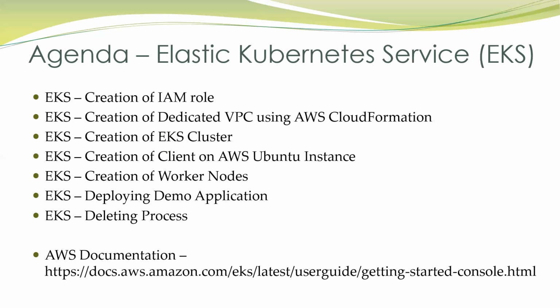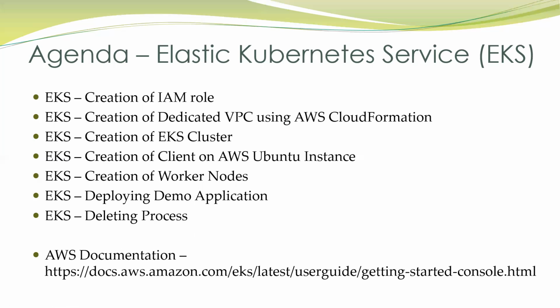And at last, after creating the master nodes, we will create the worker nodes. When we create the worker nodes, our cluster creation will be completed. Then we will deploy one application here, and after that we will test that application on Kubernetes EKS. At the end, I will explain the process for deleting all those things. All of this is covered in the AWS documentation, with the URL given below.